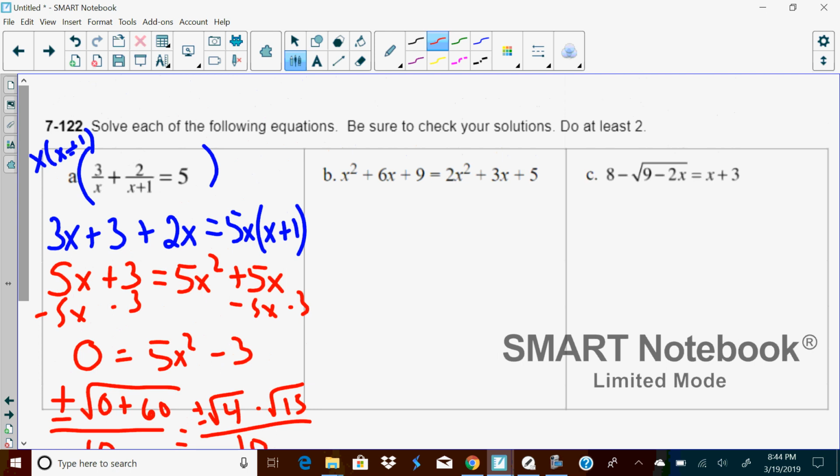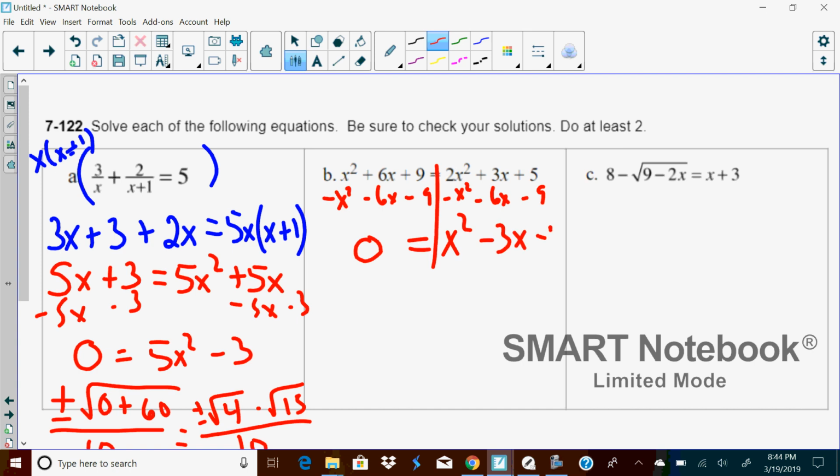So for B, I just need to simplify. So I'm going to move everything over to the other side. So minus x squared, minus 6x, minus 9, on both sides. So I end up with 0 equals x squared, negative 3x, and negative 4. So then I factored it, and I ended up with x minus 4, x plus 1. So my x's are equal to 4 or negative 1.